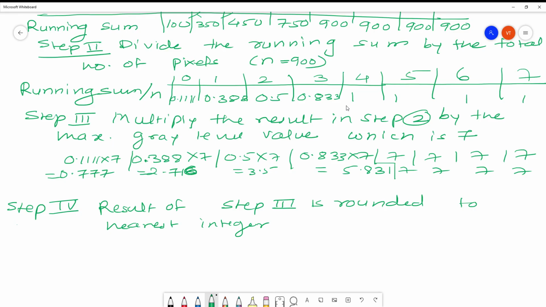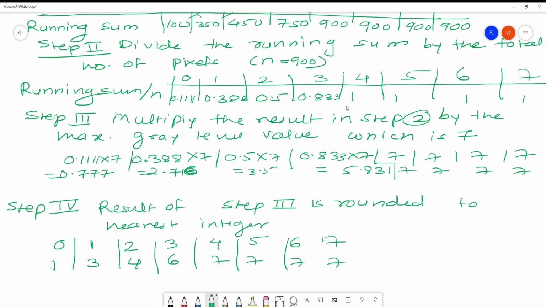So what we'll get after rounding? For gray level 0, we'll get 1. Okay, for gray level 1, we'll get 3. Then 2 will get 4. For 3, we'll get 6. For 4, 5, 6, 7, we'll get 7, 7, 7, 7. Right? Now, step 5.